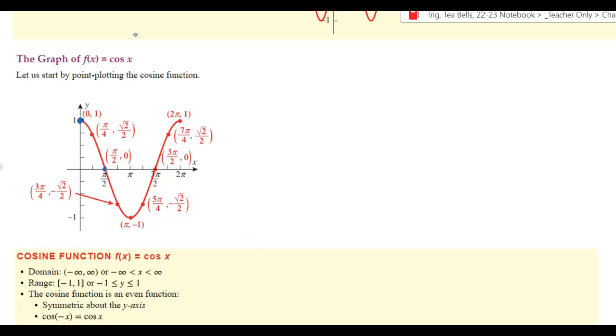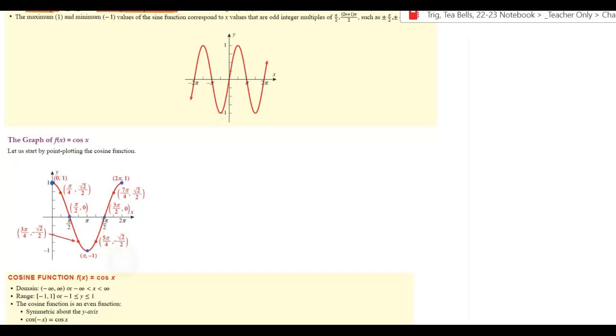Cosine of pi over 2 is 0. Cosine of pi is -1. Cosine of 3 pi over 2 is 0. And cosine of 2 pi is 1. Okay. So notice these graphs are similar, but they're different.